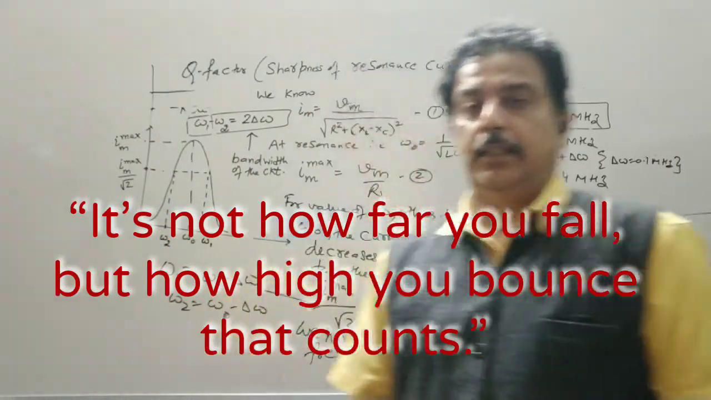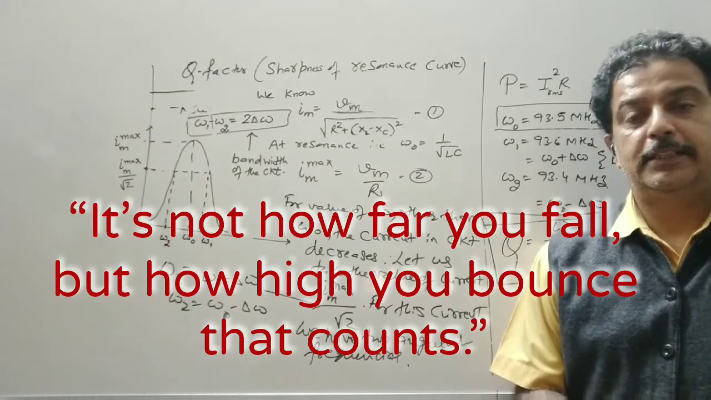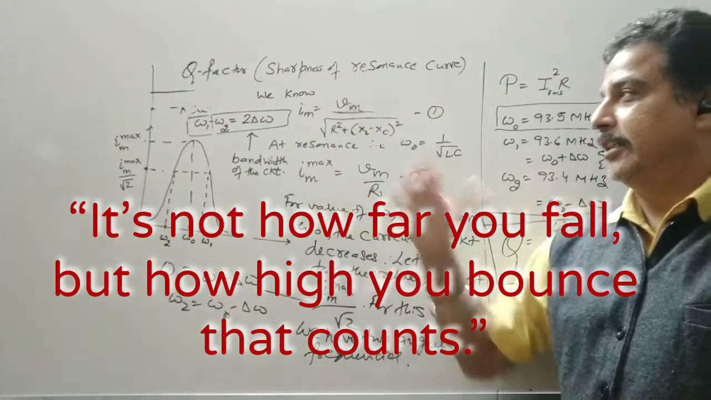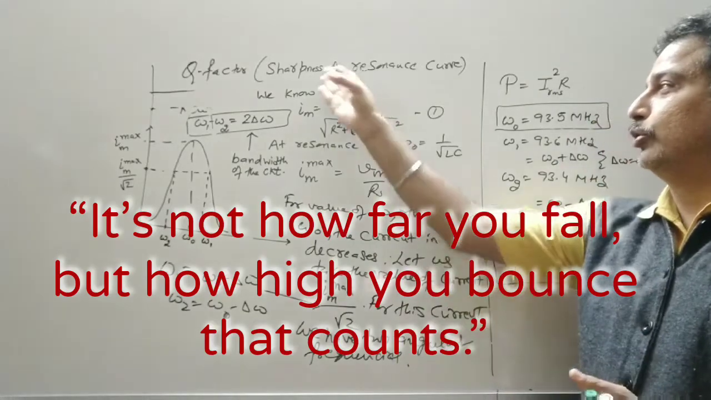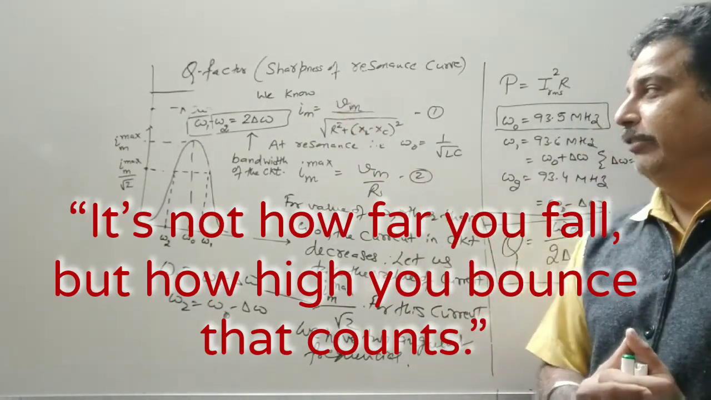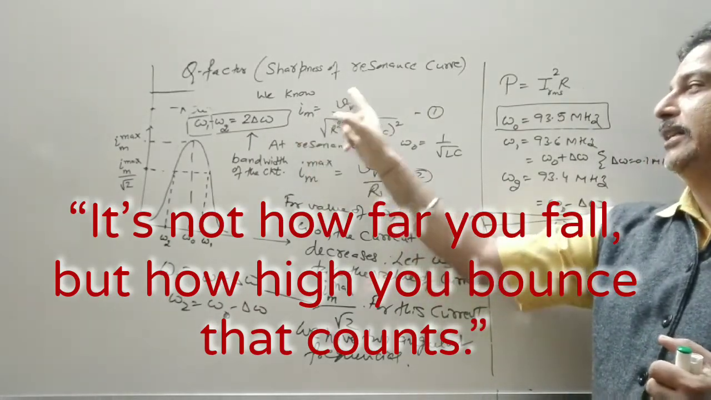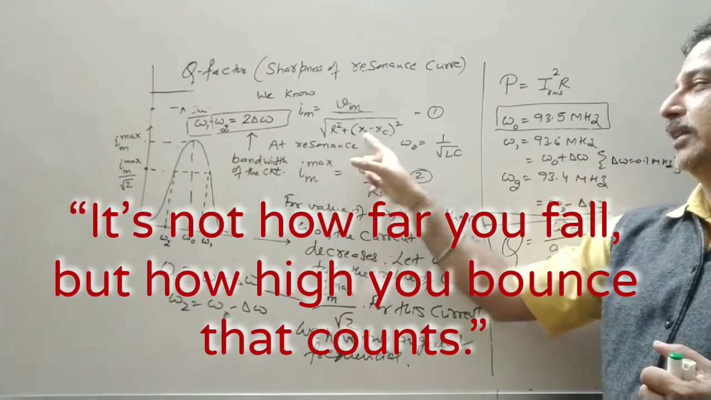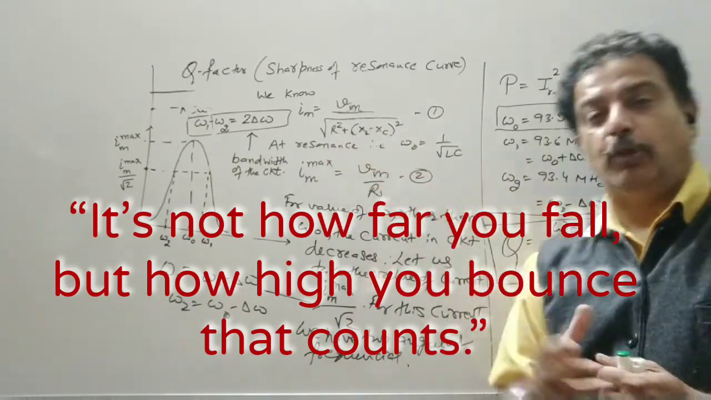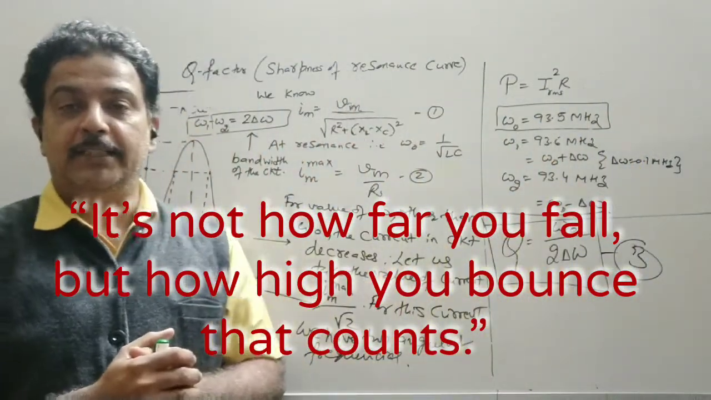Hello students, from the last two lectures we are doing the resonance circuit, and in the last lecture we discussed the Q factor, that is also known as the sharpness of a resonance curve. We know that the current in an LCR circuit is given by Im is equal to Vm under root R square plus (XL minus XC) whole square, where XL was equal to omega L and XC was equal to 1 upon omega C.